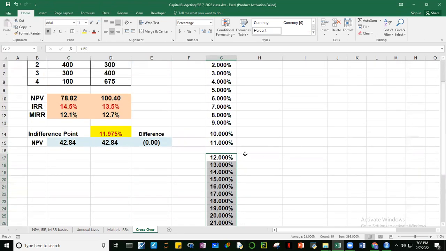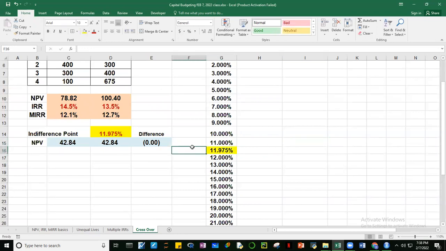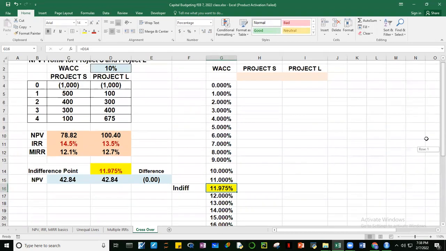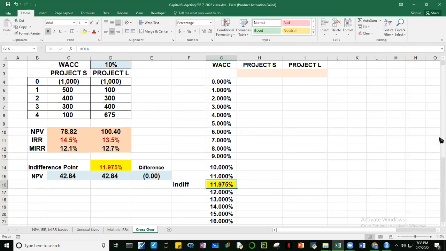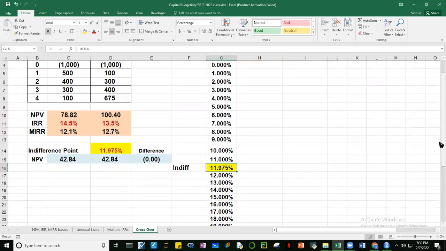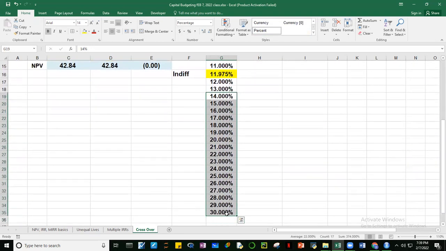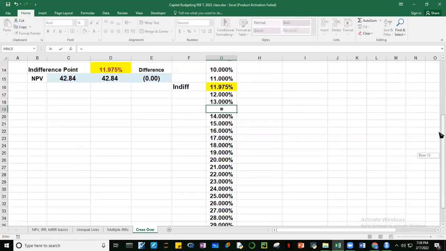Okay, so this is equal to ito, no? Ilagyan ko lang ng mark para alam natin. So ito yung indifference, no? Indifference point natin. Again, ibig sabihin indifferent tayo kung project S or project L ang pipiliin natin kasi pareho lang naman silang NPV. Okay, then IRR 13.5%, ipasok natin dito after 13%. Let me insert that. So this is equal to 13.5%.